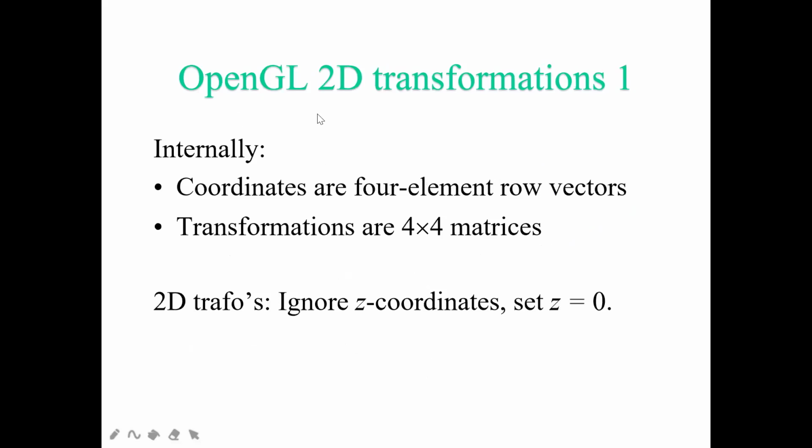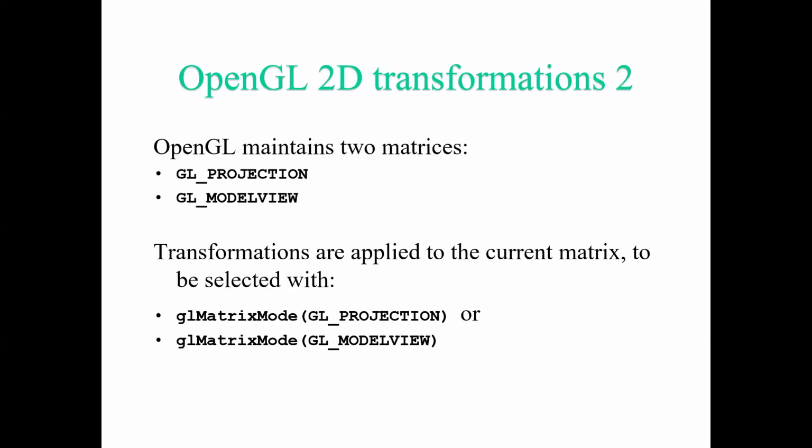Now here you can see some OpenGL 2D transformations, where internally we can use 4 element row vectors. So the transformations will be 4 cross 4 matrices. For your 2D coordinates, you have to ignore your Z coordinate because it will have only the X and Y axes. So you are going to say the value of your Z will be 0. Here it will maintain the two matrices.